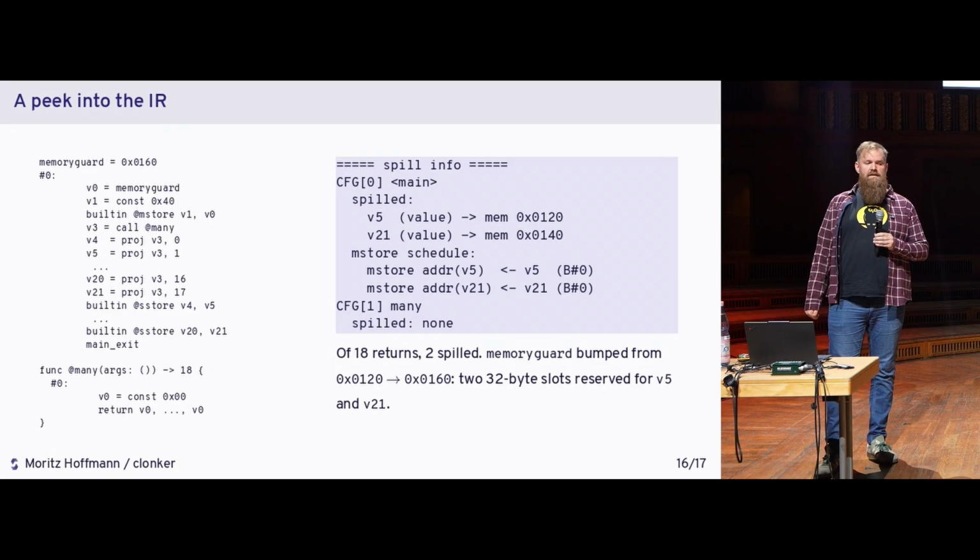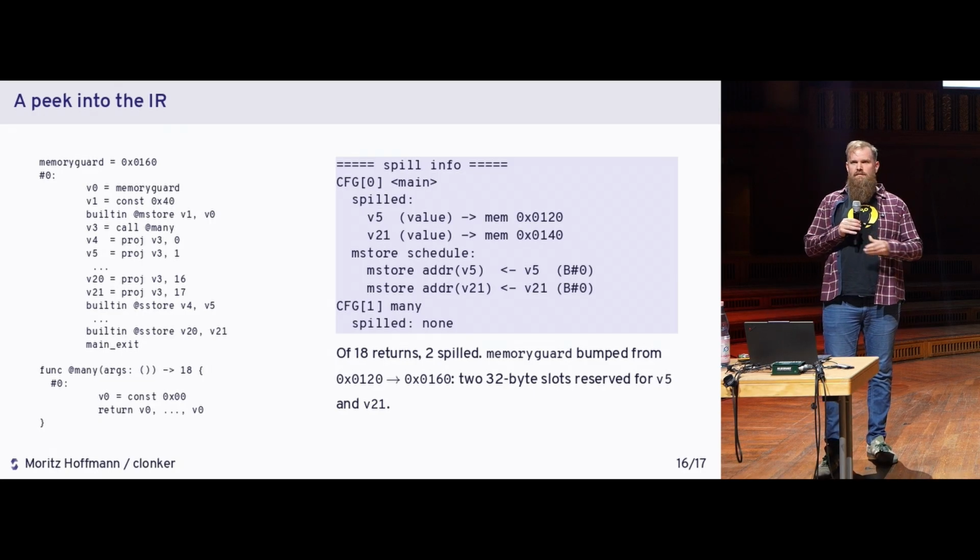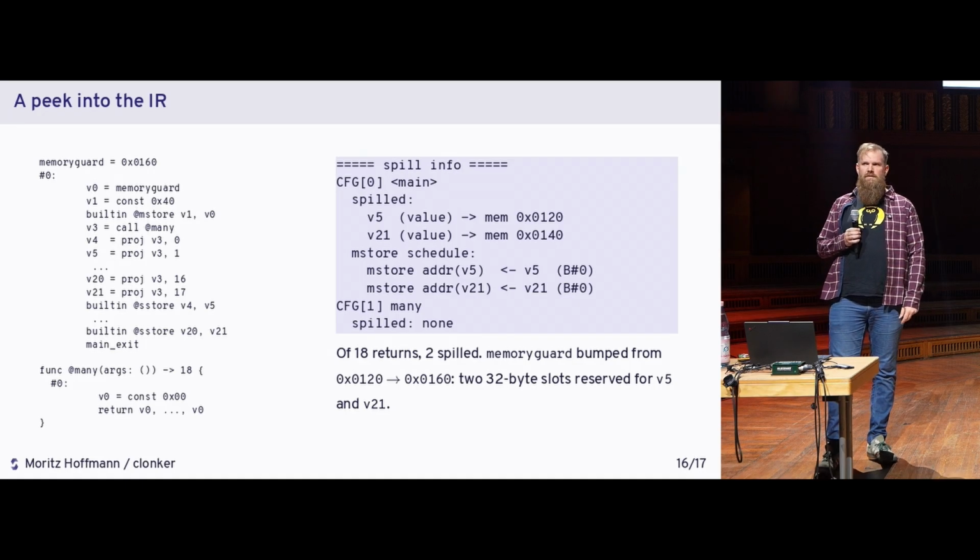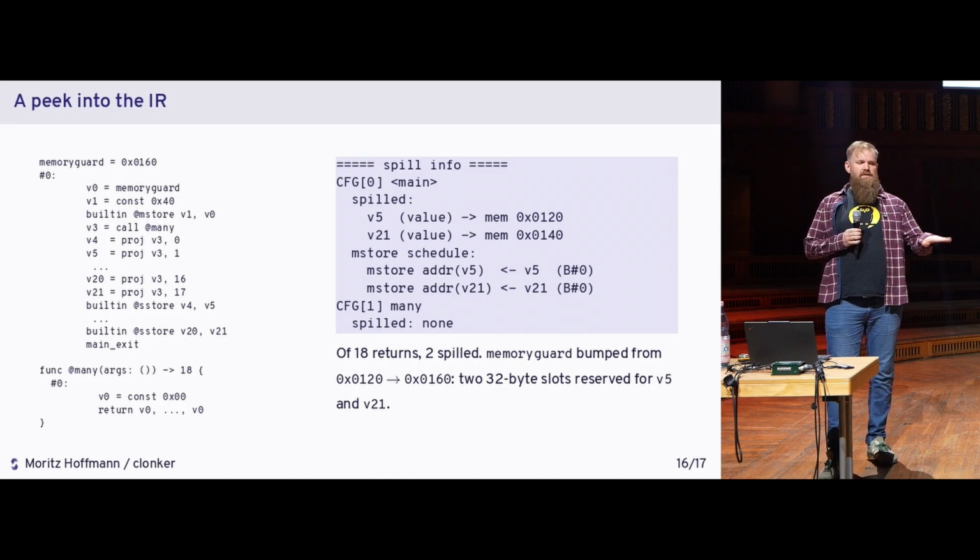Then the IR itself, if you're interested, for this many return values example, looks a bit like that. You have the memory guard, which is a property of the entire contract at the very top, which is set to some value, that value signifying from where in memory the quote-unquote user space begins, so which memory is freely available for use. And then there are instructions.